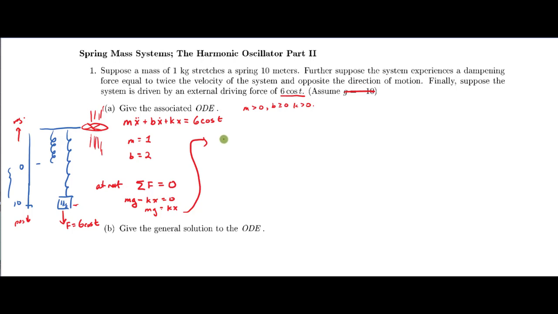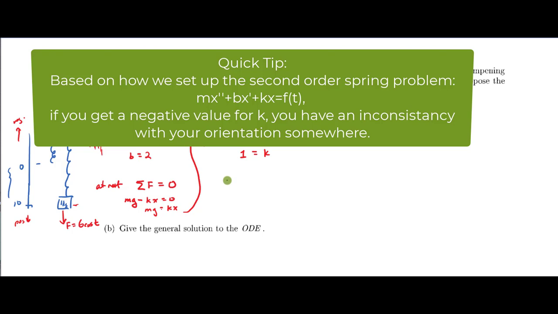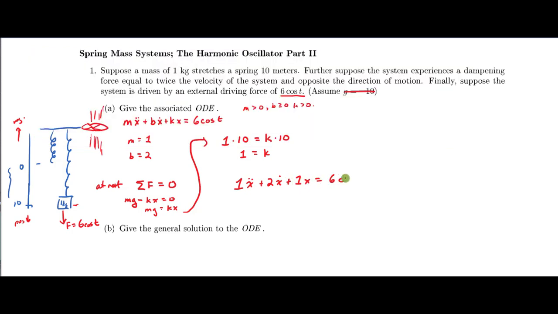So our mass is 1, and our acceleration due to gravity is 10, and we're trying to solve for that spring coefficient, but we know that this stretched the spring a displacement of 10 meters, and so we can solve for k, and we get k is also equal to 1. So now we're ready to give our ODE here, and we've got 1 x double dot. Remember, the double dot is just another notation for the second time derivative, plus 2x dot plus 1x needs to equal 6 cosine of t.